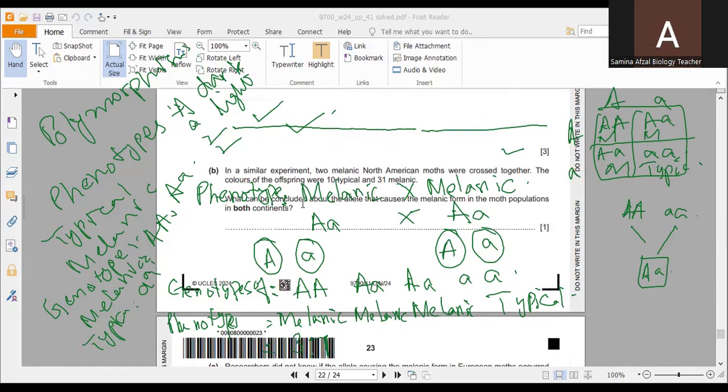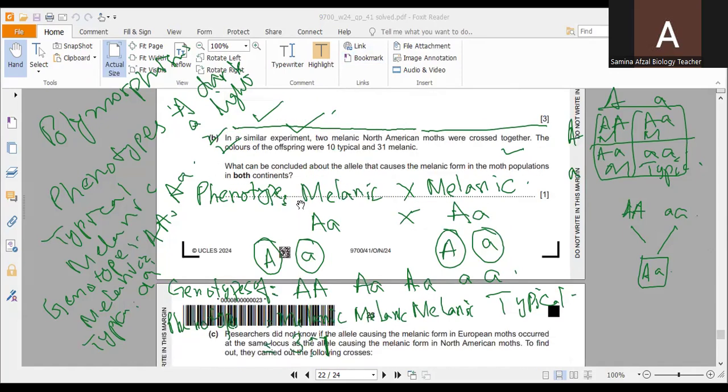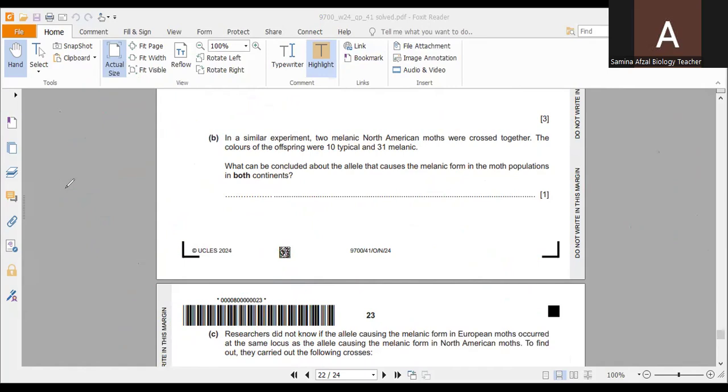Now we are moving towards the next question. In a similar experiment, two melanic North American moths were crossed together. The colors of the offspring were 10 typical and 31 melanic. What can be concluded about the allele that causes the melanic form in the moth populations in both continents?